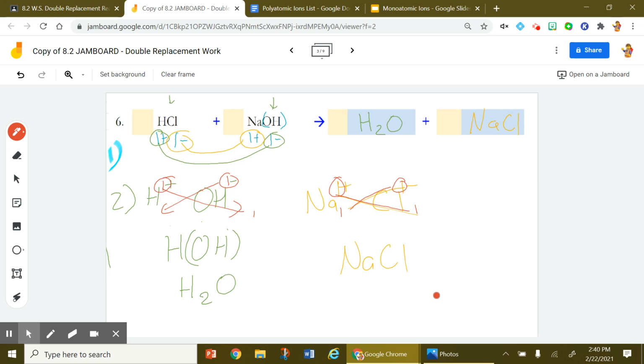Now we balance it, okay? We've got 2 hydrogens on this side, 2 hydrogens on this side. We've got a chlorine on this side and a chlorine on this side. A sodium on this side and a sodium on this side, an oxygen and an oxygen. This is actually balanced with just ones across the board. It's already balanced, okay?